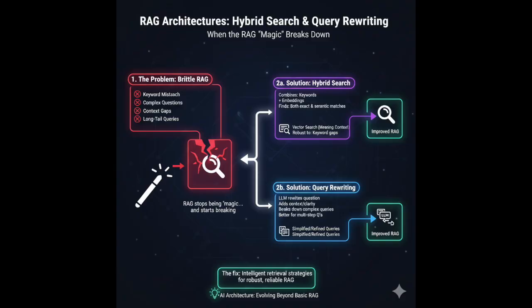RAG architectures, hybrid search and query rewriting. Let's talk about the moment when retrieval augmented generation stops being magic and starts breaking. This is where AWS checks whether you think like a senior engineer, not just someone who knows the buzzwords.